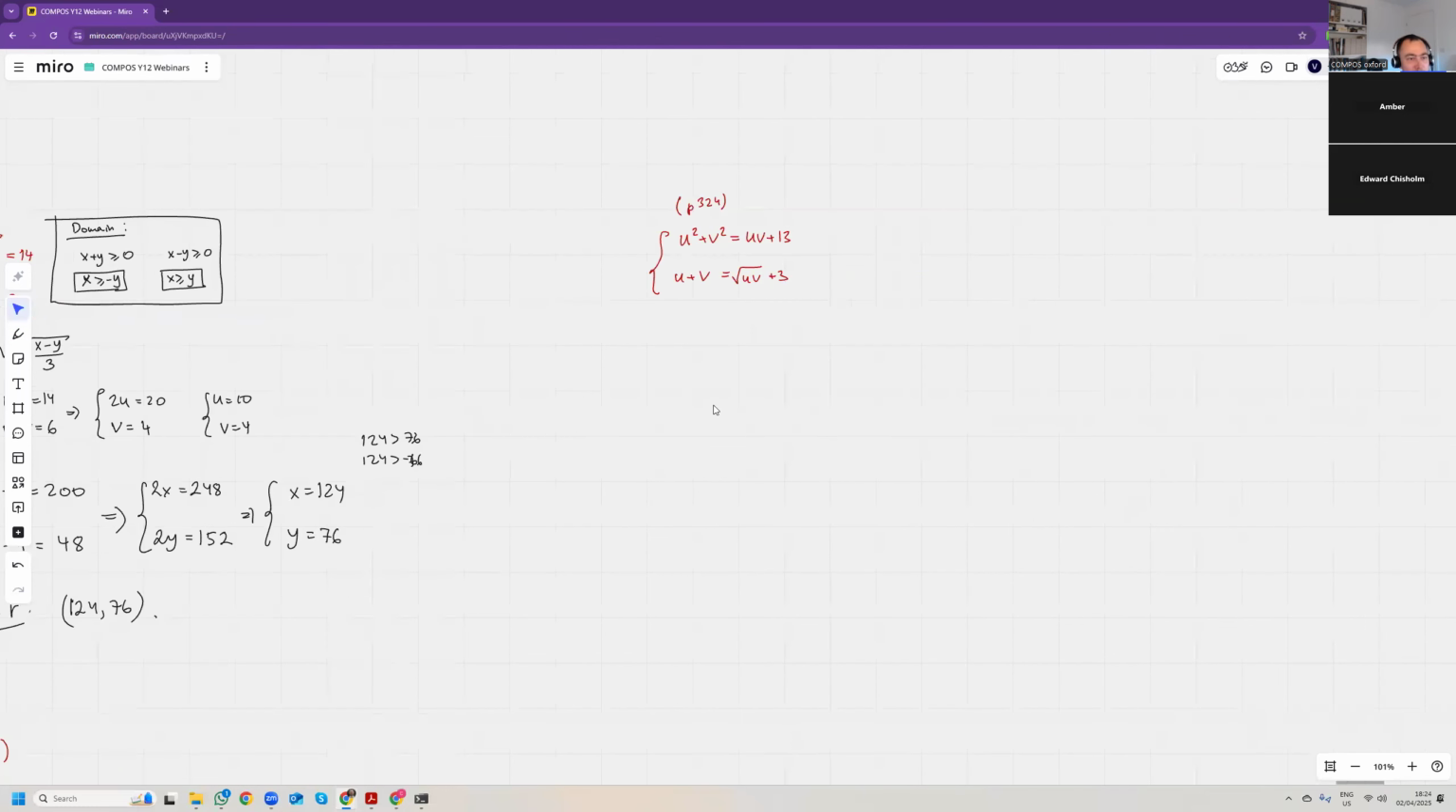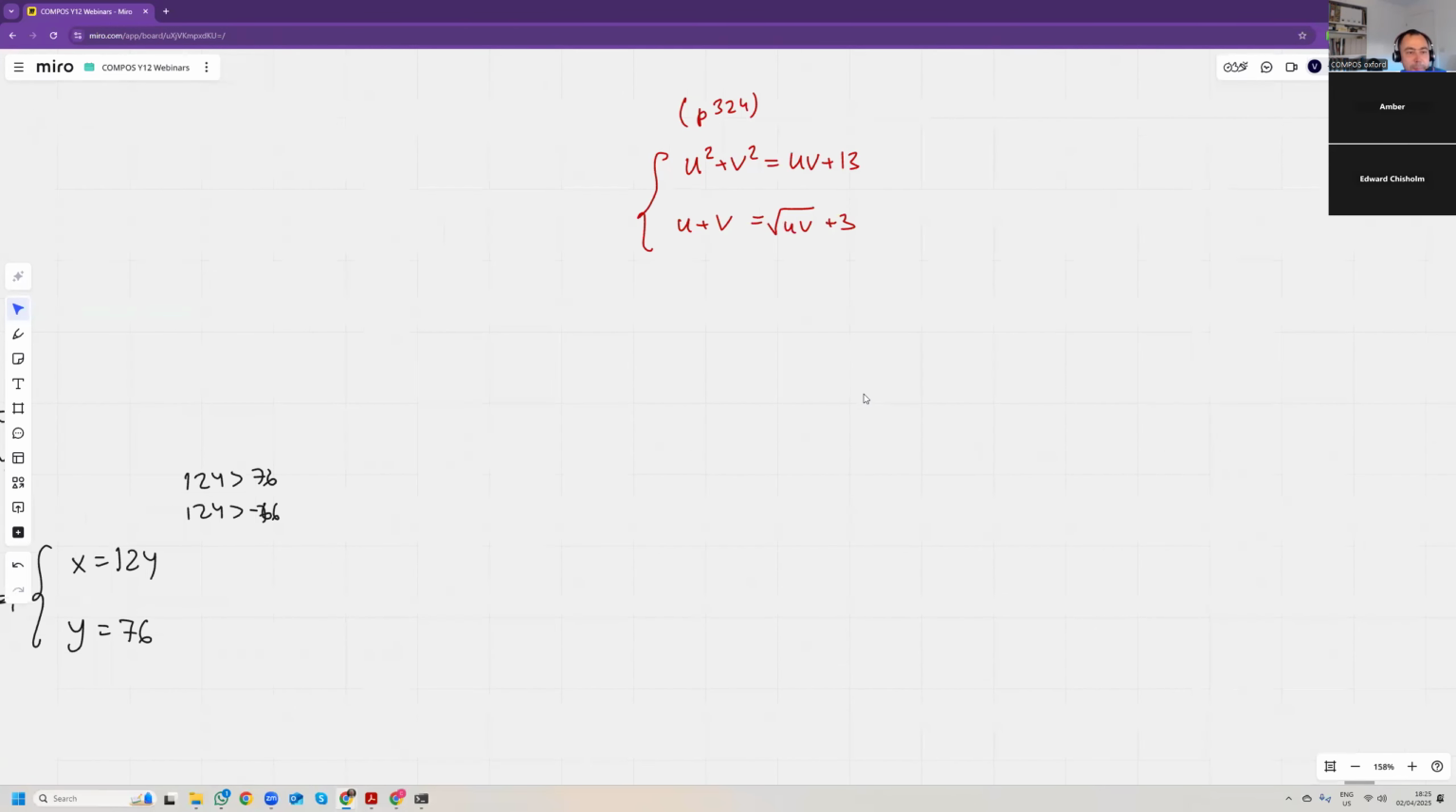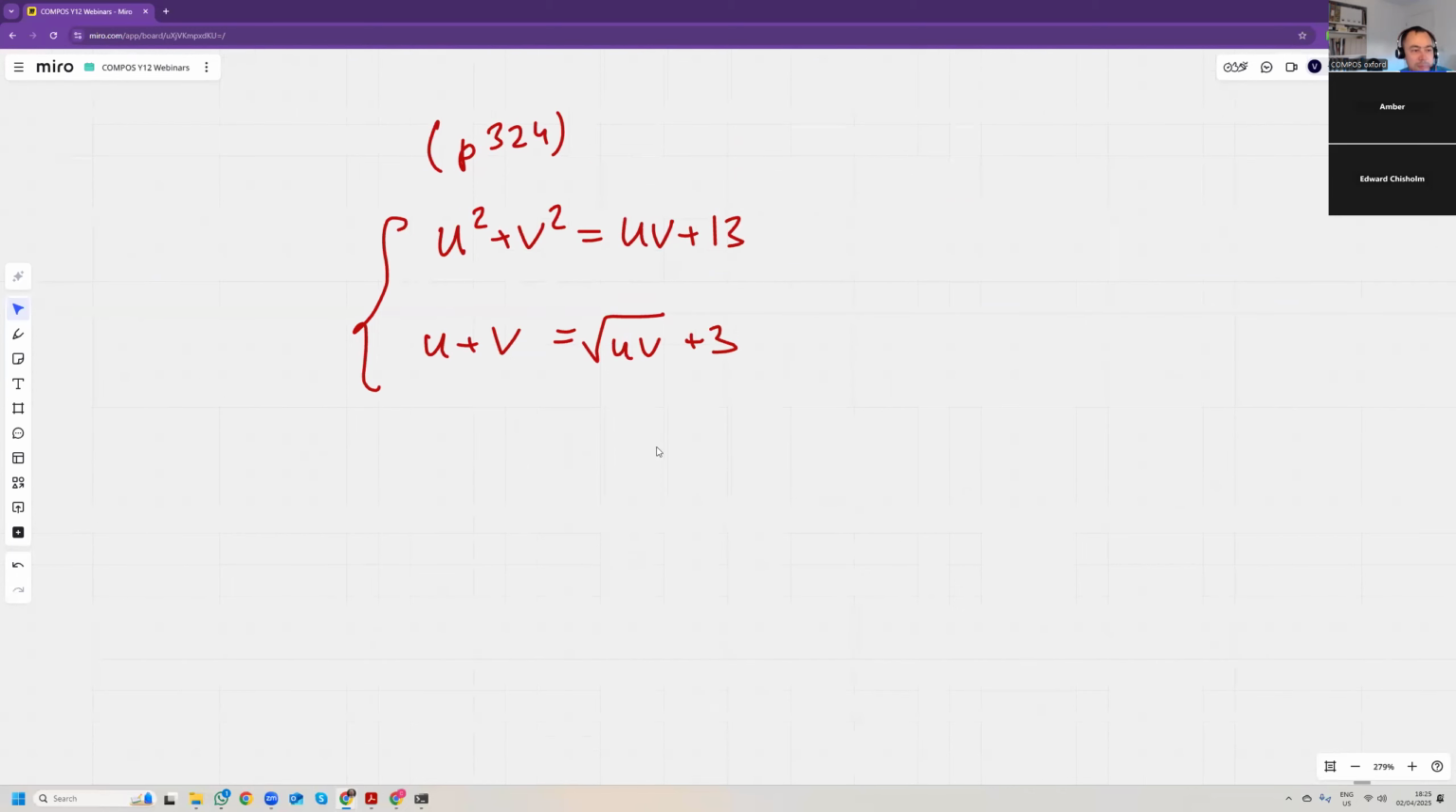Okay. This one is harder. It doesn't look hard, but it is. What makes it hard is that it has u squared, v squared, uv, and it has square root of uv. So it has a whole bunch of things. So that makes it non-trivial.